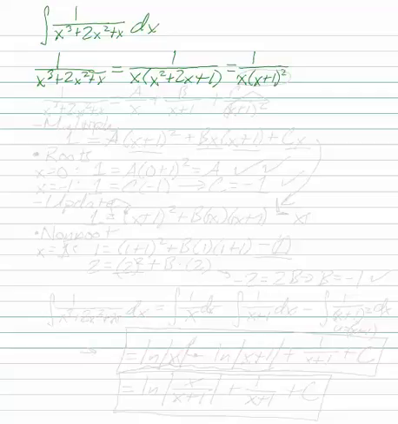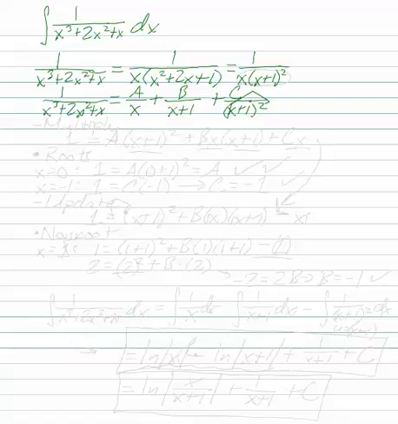Since I've got the x plus 1 squared, it repeats. That's going to mean I need a little more room here. So my decomposition will be 1 over x cubed plus 2x squared plus x is actually equal to A over x plus B over x plus 1 plus C over x plus 1 squared.